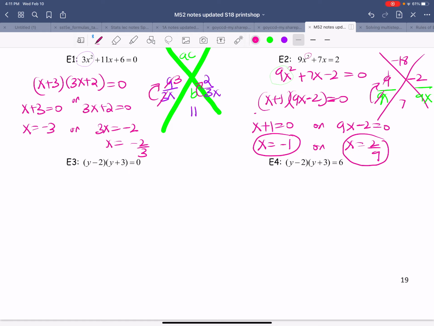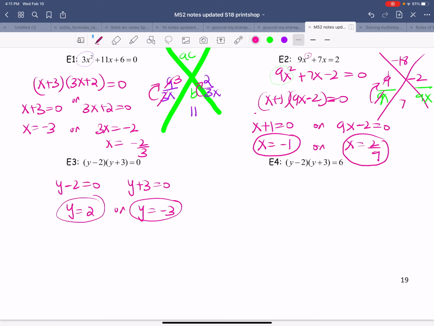I can start using the zero product property because our goal is to have a 0 on one side and factor the left-hand side. Those two things are already done over here. So that means I can use the zero product property, which says either y minus 2 is 0 or y plus 3 is 0, which means either y is 2 or y is negative 3. There's my two answers.